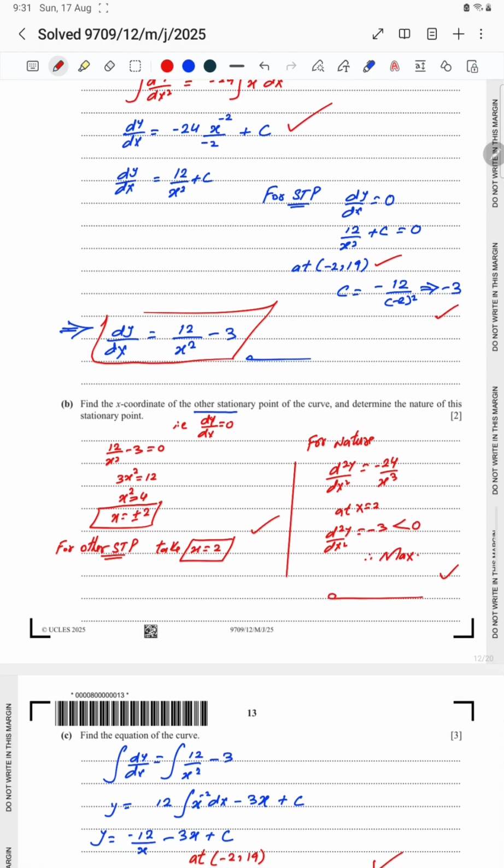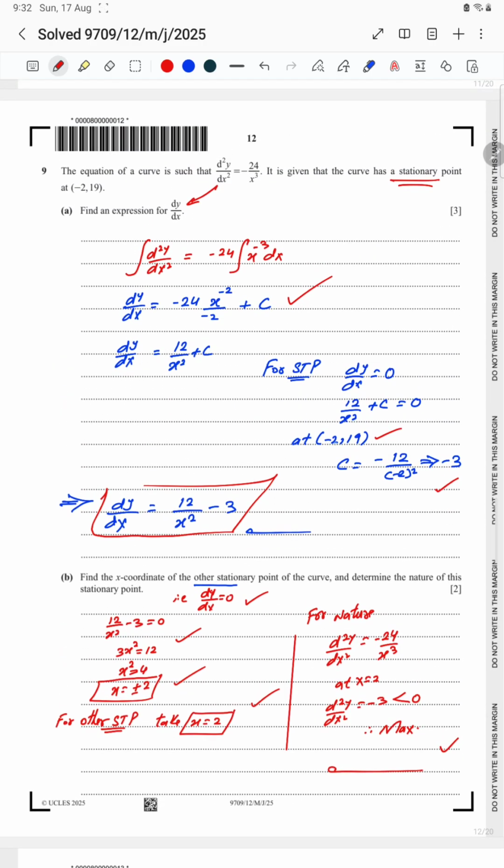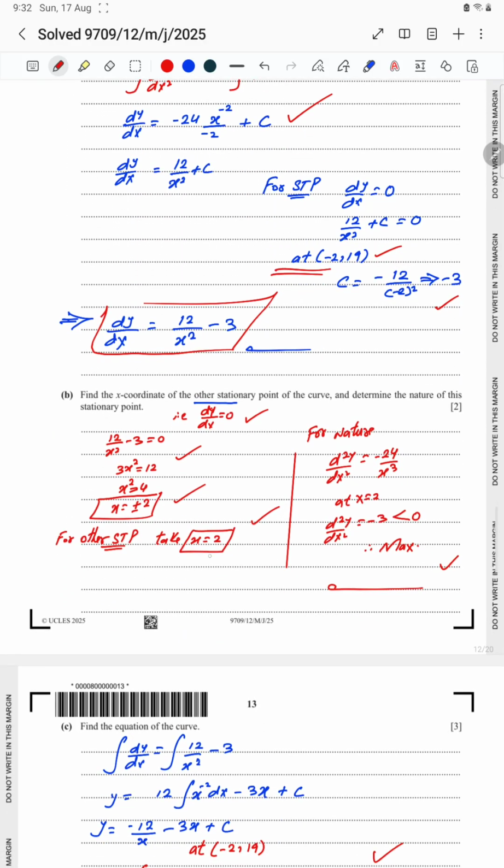B part of the same question, it's an easy question as well. Find the x coordinate of the other stationary point of the curve. For the other stationary point, we need to put dy by dx equal to 0. We replace it and we get x equal to plus or minus 2. But as x was already -2 here, we will take the other option that x is equal to plus 2. So we put x = 2 in the second derivative to get the result that is -3, that is less than 0. So it means the nature of the stationary point is maximum.